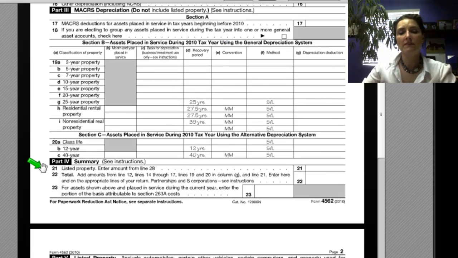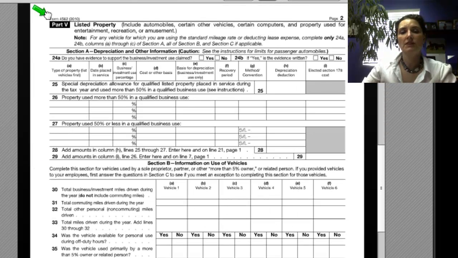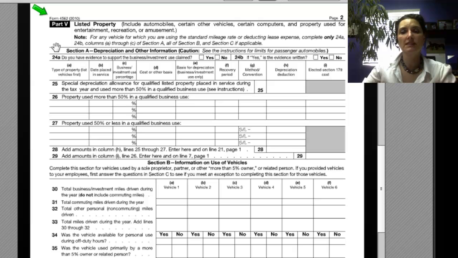Then in Part 4, we have a summary, and Part 4 is actually a summary of information appearing on both pages 1 and 2. So let's go to page 2. Page 2 begins with Part 5, where we have listed property, and listed property includes automobiles, certain other vehicles, certain computers, and property used for entertainment, recreation, or amusement.